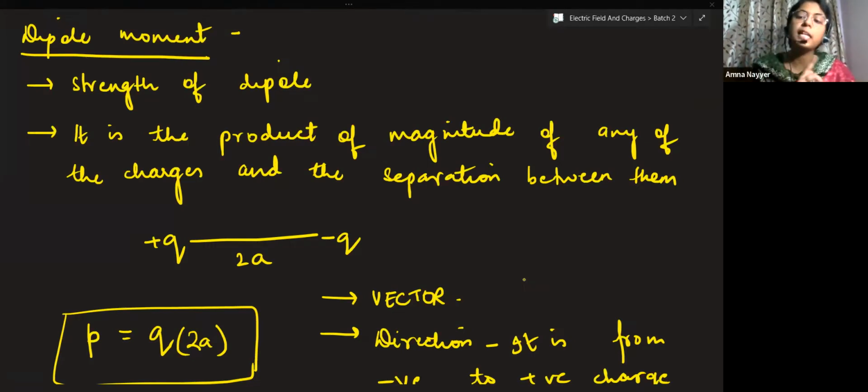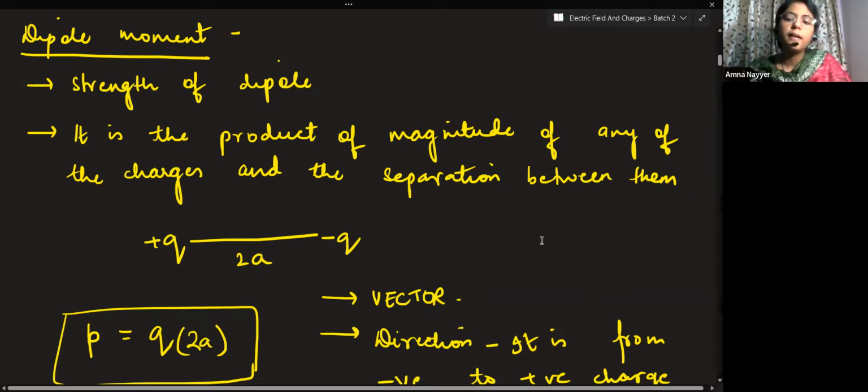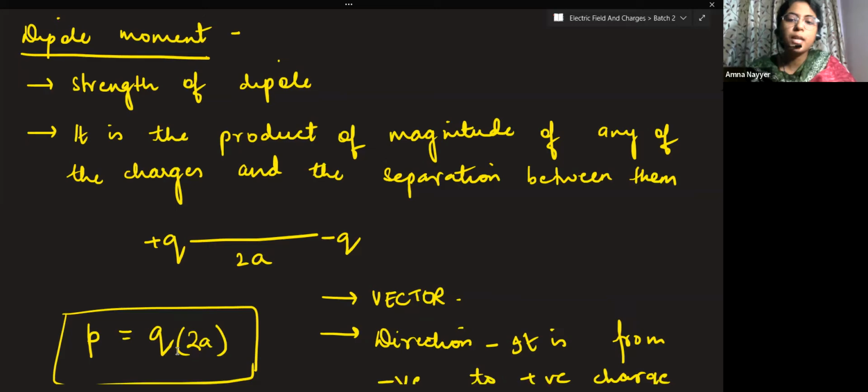But remember, the magnitude should be the same. You cannot take plus 2 coulomb and minus 4 coulomb and call it a dipole. If it is minus 4 coulomb, it will be plus 4 coulombs only. And remember the direction also. One more thing is there.